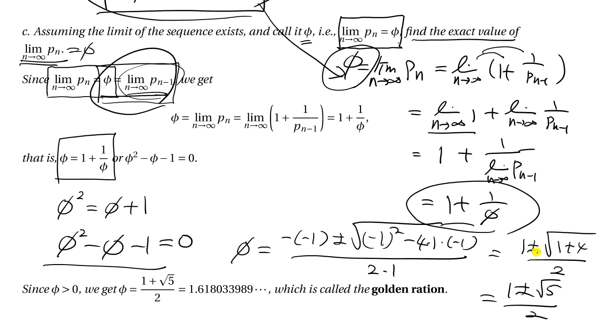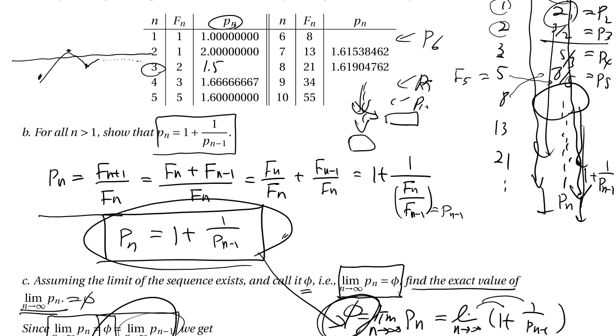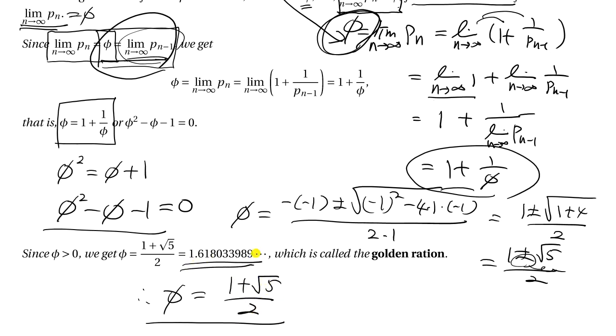But once again, we already knew that the limit must be positive, right? Clearly, because everything is just a ratio between two positive numbers. So the negative is out, right? So therefore, phi must be 1 plus the square root of 5 over 2, and that's approximately 1.61 something, and that is the famous golden ratio. So it's QED. Okay?